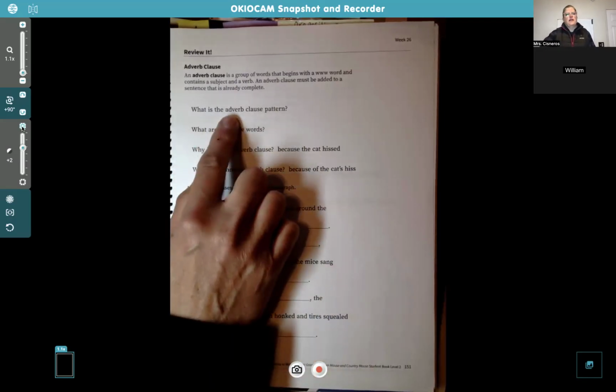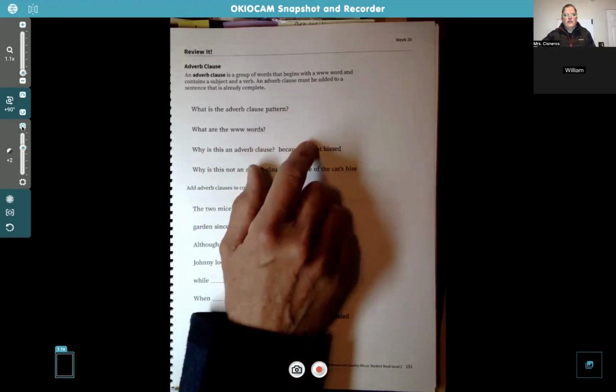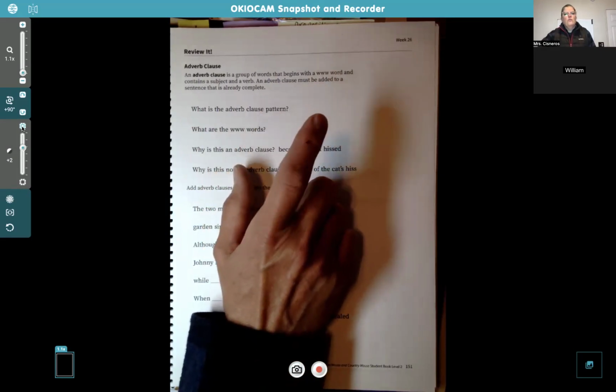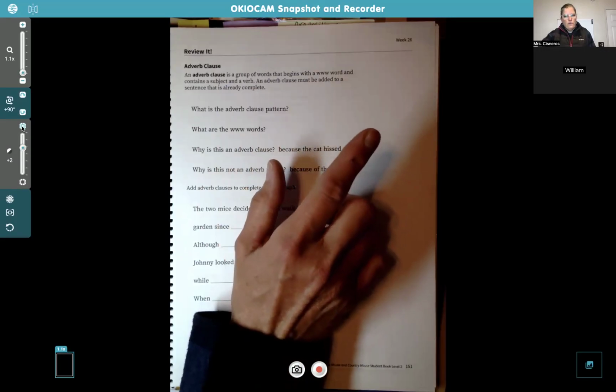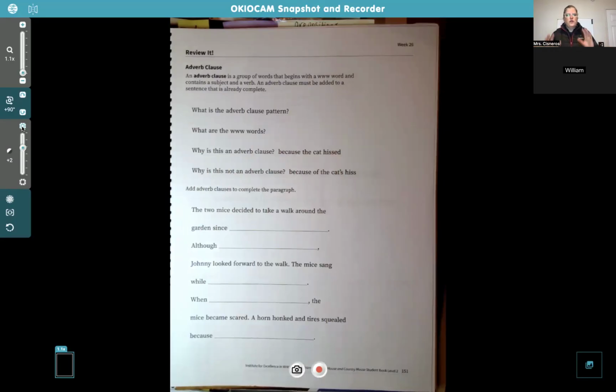So it says, what is the adverb clause pattern? Well, we're just going to talk about it. You don't have to write this down, but it's the WWW word, the Asia word, plus a subject plus a verb. And let me just remind you that there's a difference between clauses and phrases. And we've talked a lot about this. Hi, William. I see you now. So clauses do have the subject verb pair and phrases do not. They don't have the verb. So it's a WWW word plus a subject plus a verb.